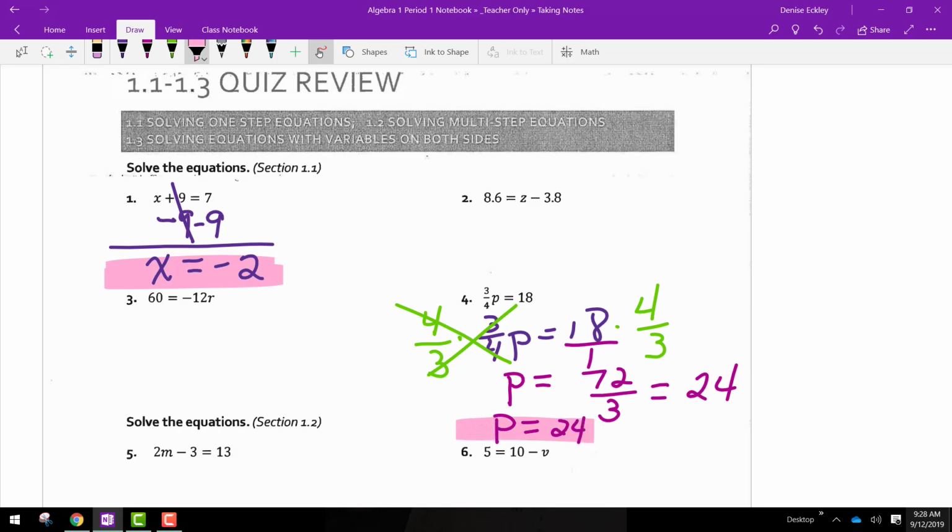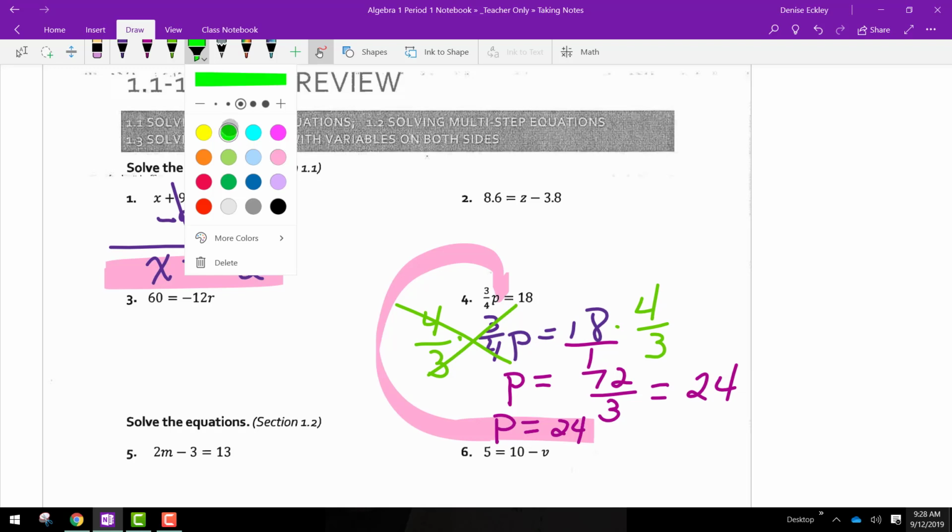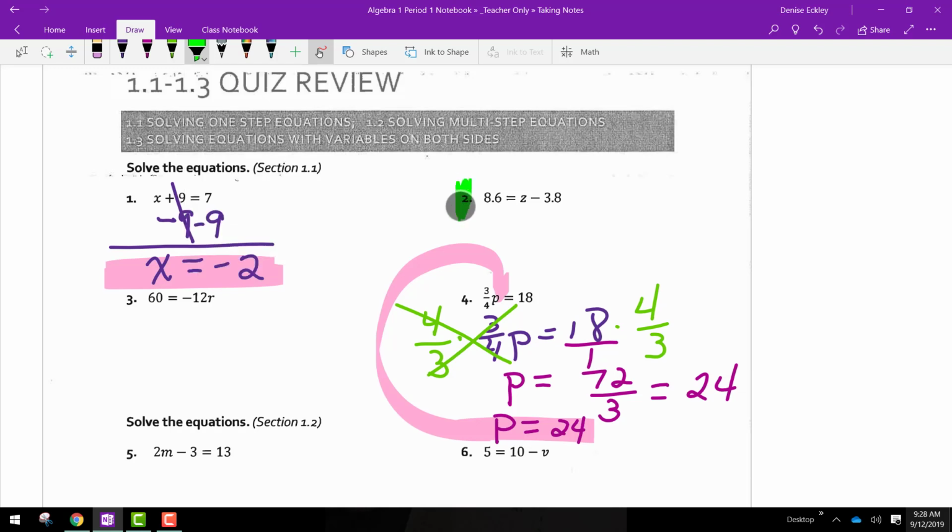Now remember, you can check any of these by putting your answer back into the equation and then checking to see if both sides of the equation are equal. So now I want you guys on your own to try numbers 2 and number 3.